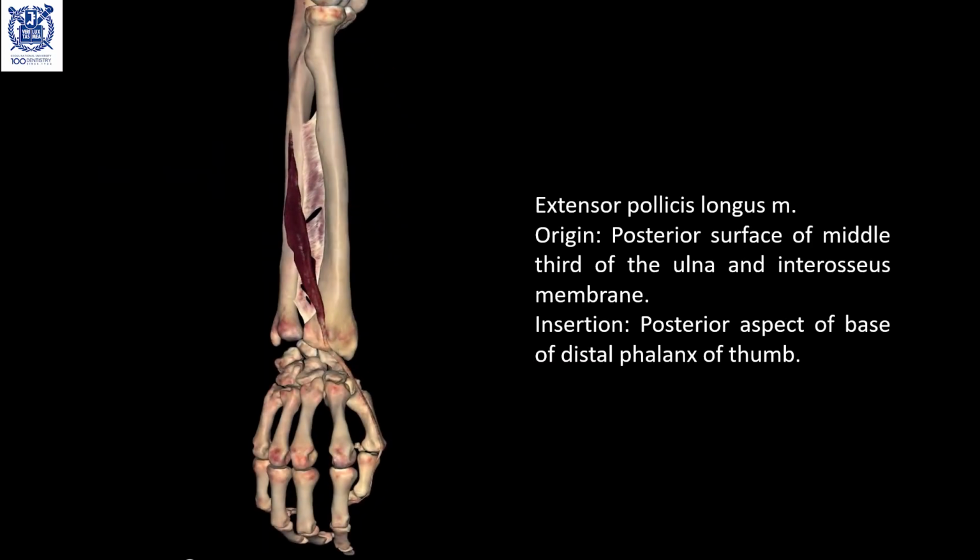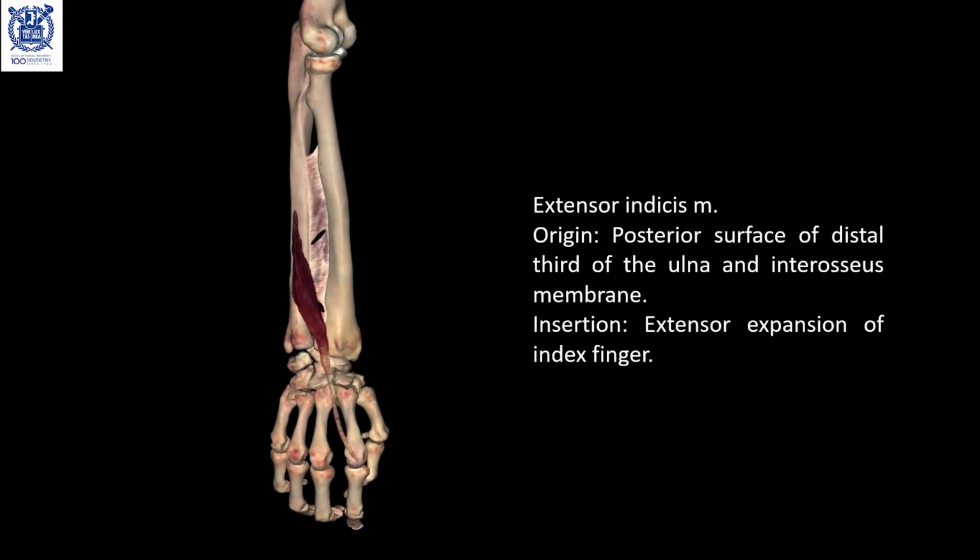Extensor pollicis longus muscle. Origin, posterior surface of middle third of the ulna and interosseous membrane. Insertion, posterior aspect of the base of distal phalanx of thumb. Extensor indicis muscle. Origin, posterior surface of distal third of the ulna and the interosseous membrane. Insertion, extensor expansion of index finger.